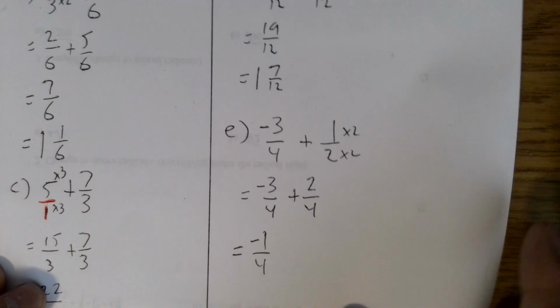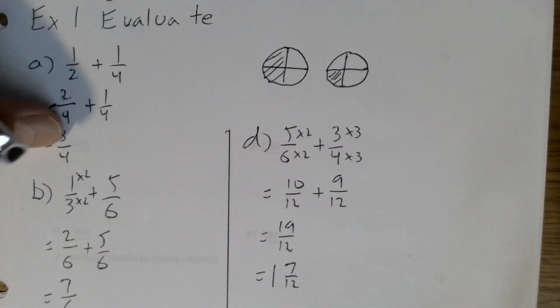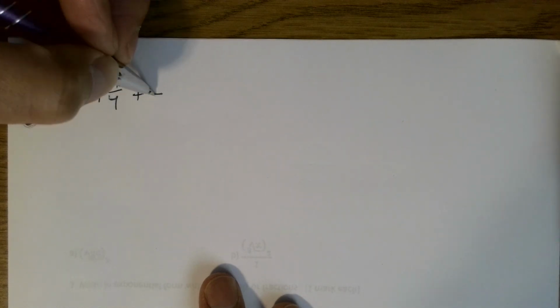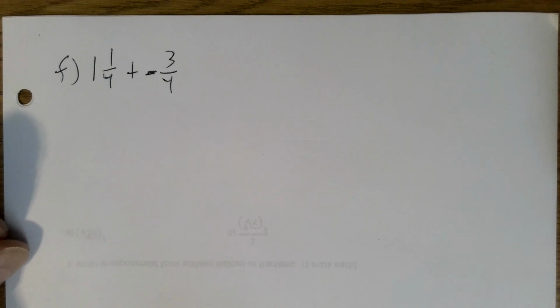Okay, I'm going to start up a new page here. Here we go, F. Got 1 1/4 plus negative 3/4. Okay, so before we do this one, I just want to change a few things. I always find it's easiest to turn these into improper fractions first.